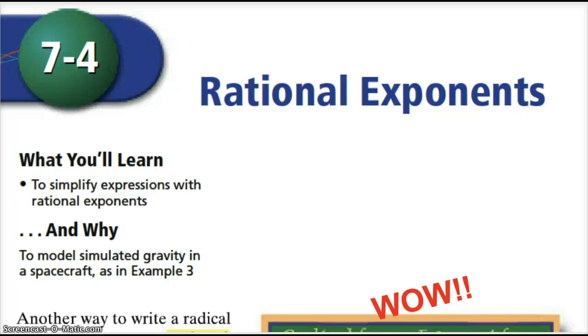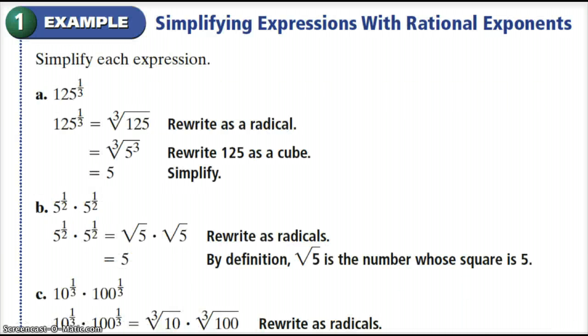Rational exponents, 7-4. Okay, we're going to do this in two sections. 1, 2, 3 is on this first one, and then 4 and 5 will be on the next one. Even though, as you can see, it all falls under the same learning objective: to simplify expressions with rational exponents. Okay, so let's go on.